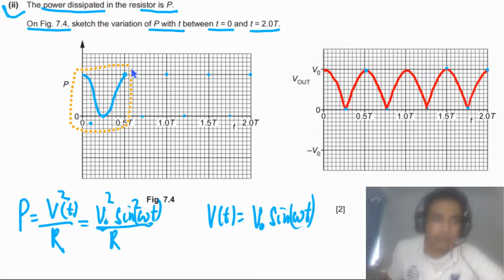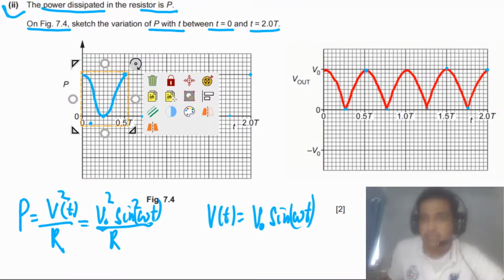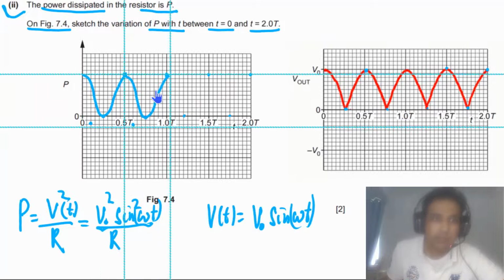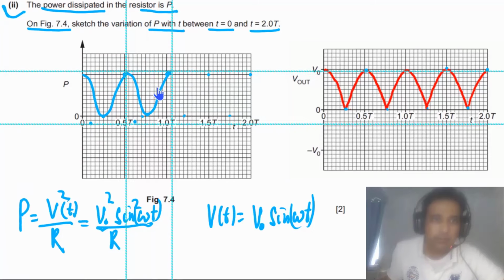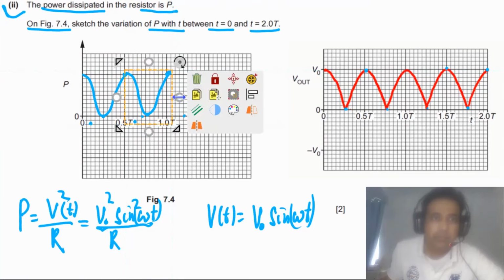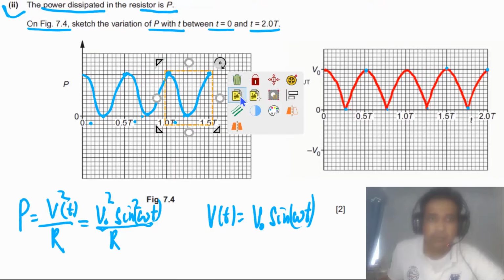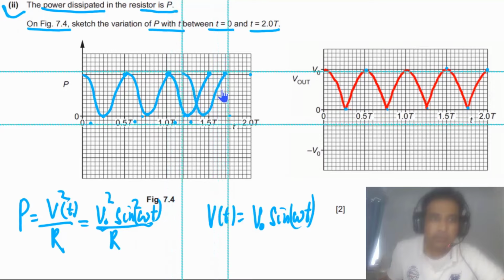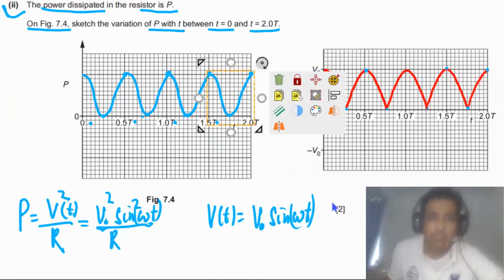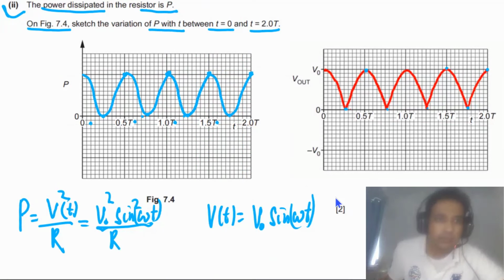We can copy because this will be the same pattern repeated. So we can take this one and place it here. At this point we can again place this one here. We can repeat this pattern because this shape will be repeated again and again. So this one will be the shape of the graph.